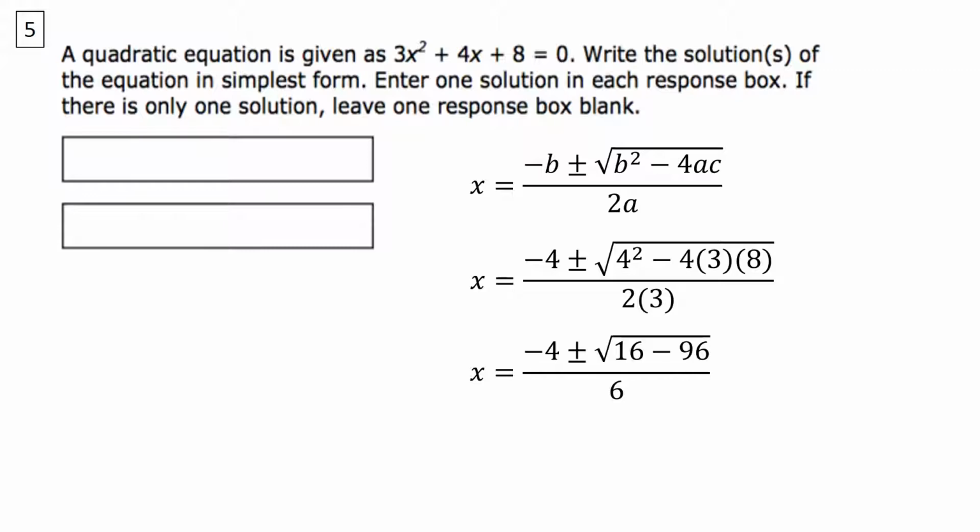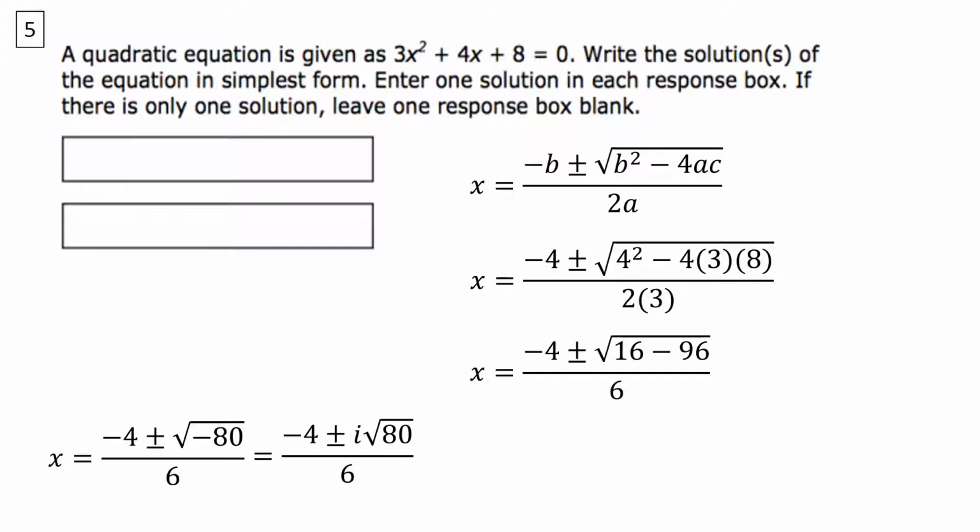Next, I would go ahead and simplify inside the square root. 16 minus 96 is going to be negative 80. And this is why you don't want to trust the calculator, because, let's face it, it's a negative inside a square root. Calculators don't like that. What do you do when there's a negative inside a square root? Well, you're going to pull an i out. It's not as painful as it sounds.